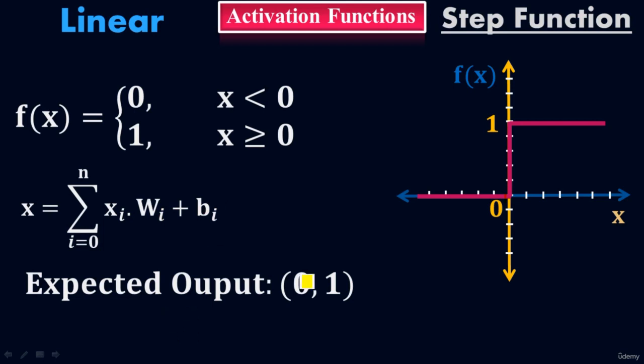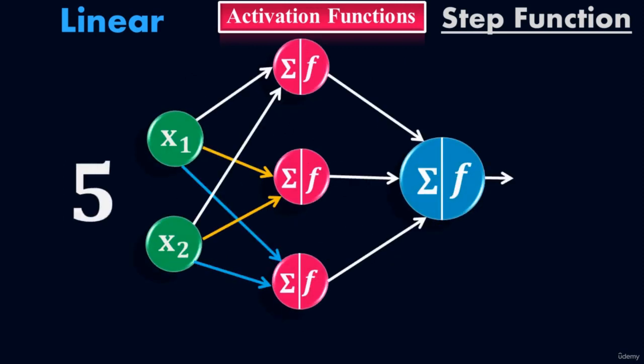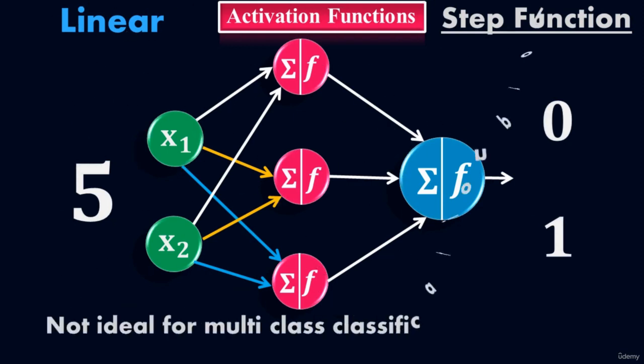There will be only 0 and 1. These are the only two possible values for the activation function. If you see its graphical perspective, if I pass 5 as an input, it only returns 0 and 1. So we can say that it is not ideal for multi-class classification problems.